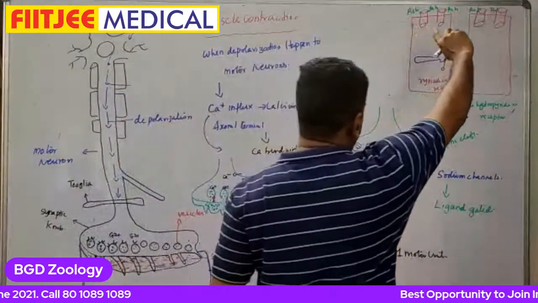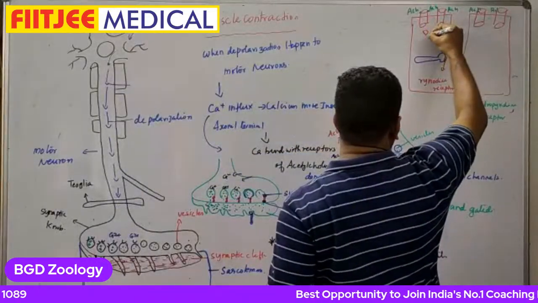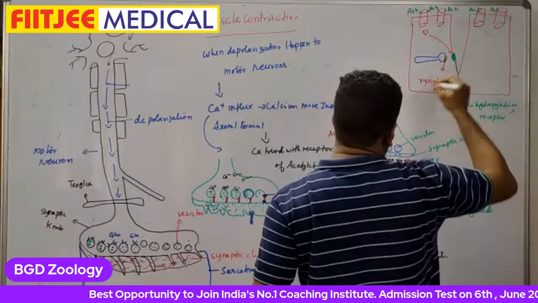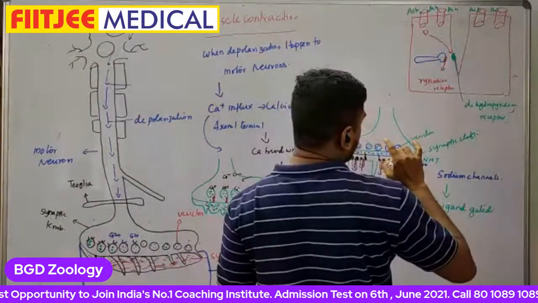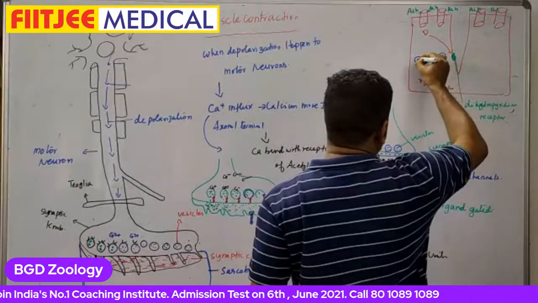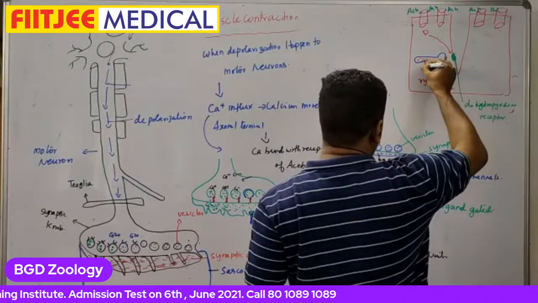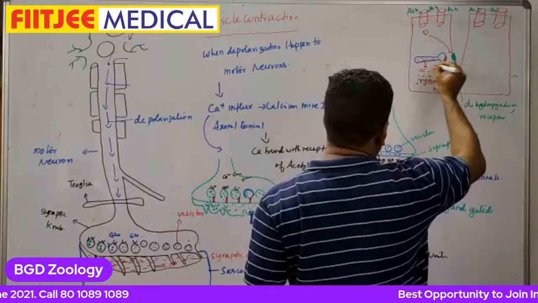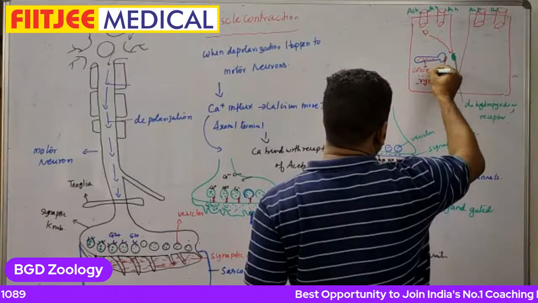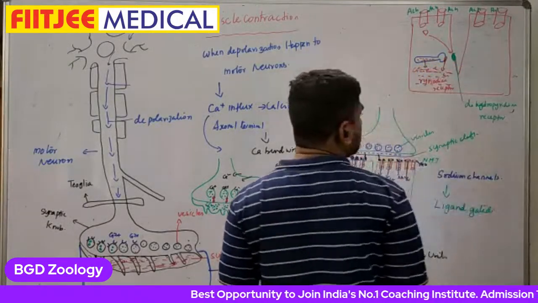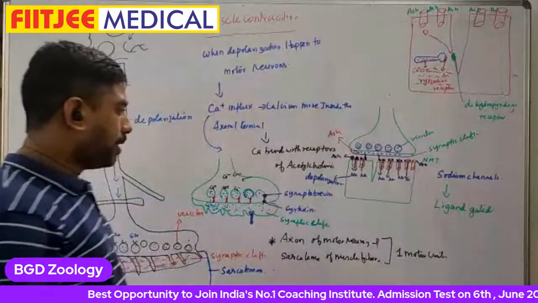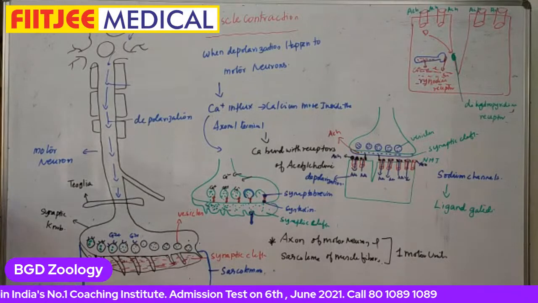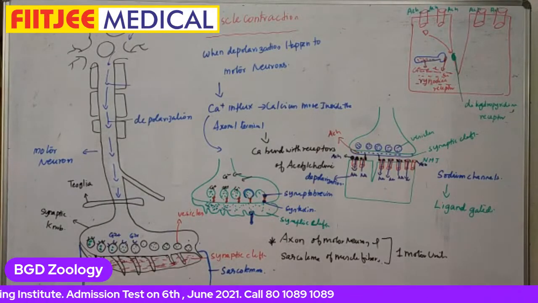So first of all, the depolarization will stimulate these dihydropyridine receptors and then the ryanodine receptors. What will happen now? By that time, the sarcoplasmic reticulum will release the calcium into the cytoplasm or the sarcoplasm. Clear? So listen, everybody, make it very clear. Let me make it once more. So I would like to write here. So listen.